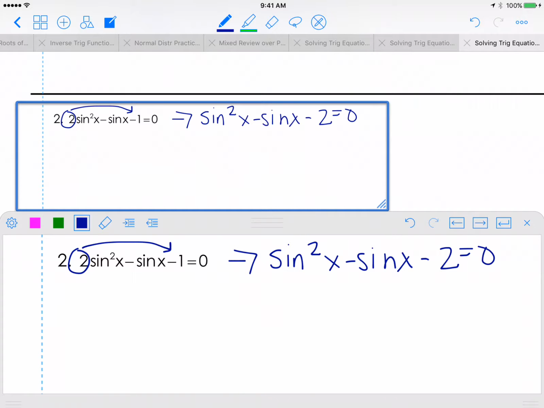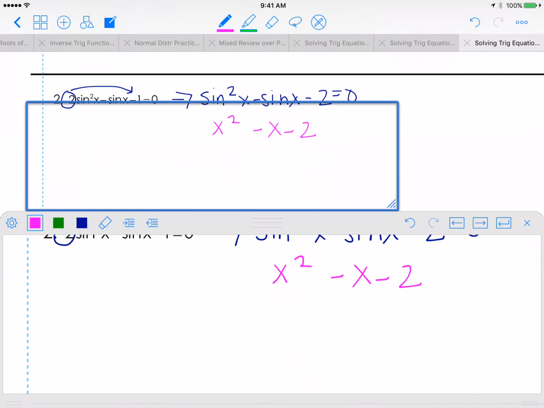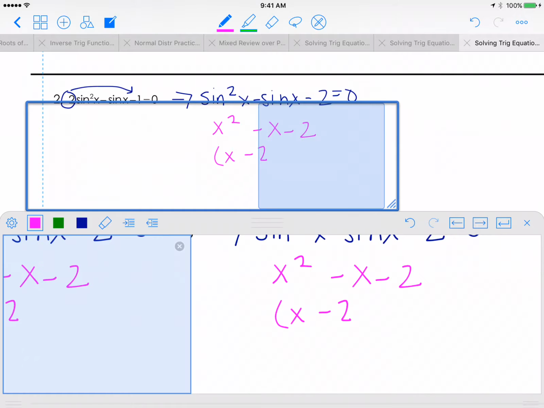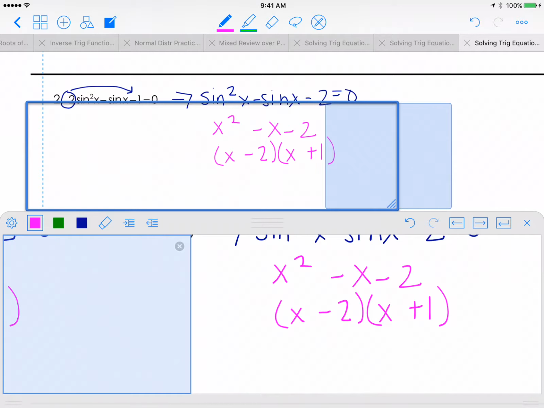Or if you weren't in my class last year and you didn't learn slide and divide, you could do this by factor splitting the middle term and then by grouping. So let's look at this. If you wanted to look at this as an algebra problem, it's kind of the same thing if you look at it like this. What are going to be the factors of negative 2 that are going to subtract to give us x? Well, hopefully you said negative 2x and then x plus 1.